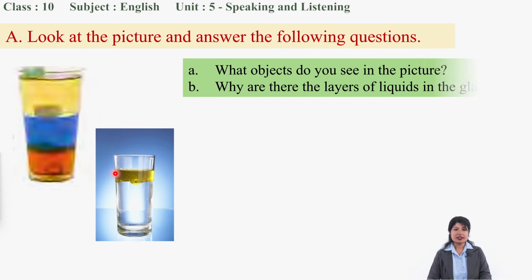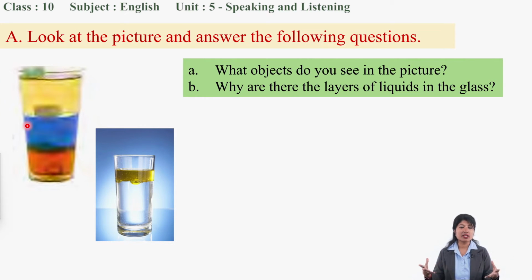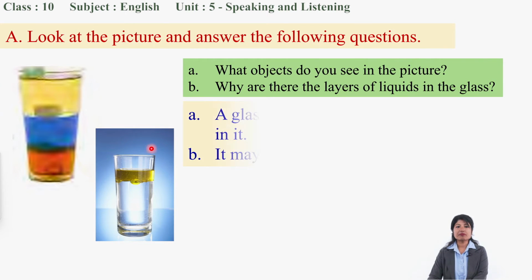What two questions are given here? A, what object do you see in the picture? Okay, so we can just guess. These could be some solutions. As our lesson unit is related to science and experiments, we could guess these must be some solutions, right? B, why are there layers of liquids in the glass? There are different layers of liquids, right? Why is it so?